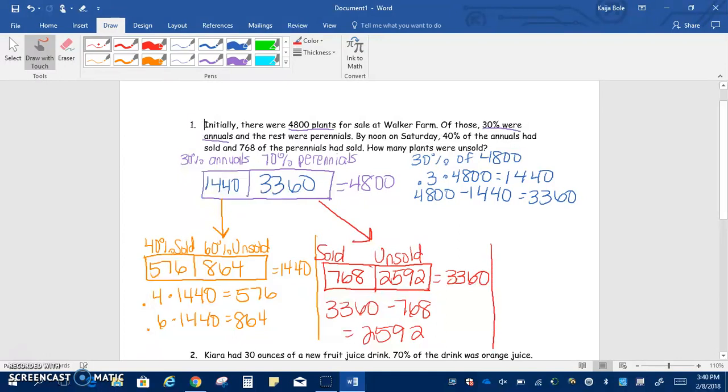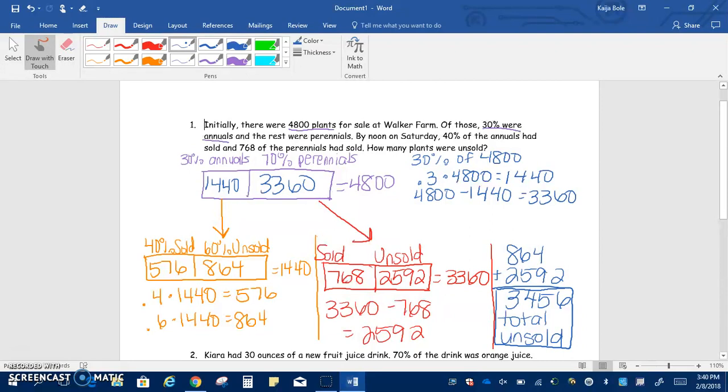Alright, but we're not done. They asked us how many plants were unsold. So that means now we need to go back and add up our unsold. So we have 864 plus 2,592. And if you add those up, you get 3,456 total unsold. And that is the answer to our question.